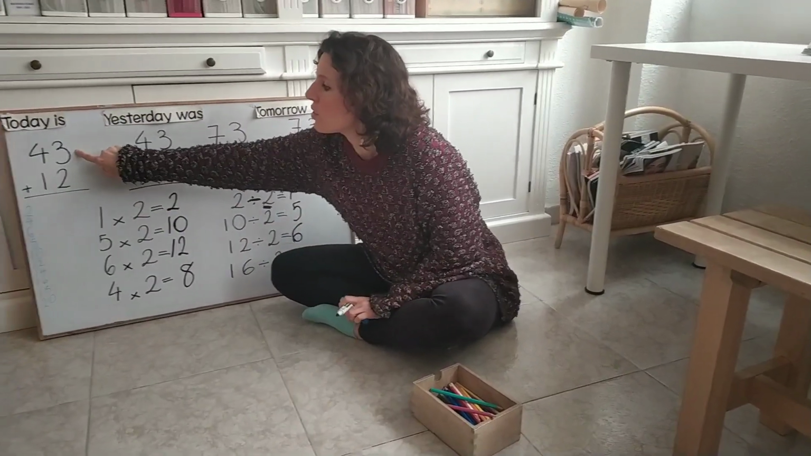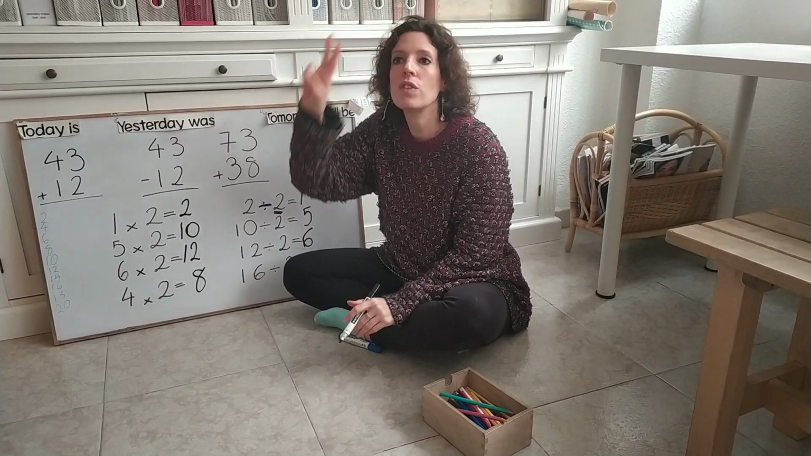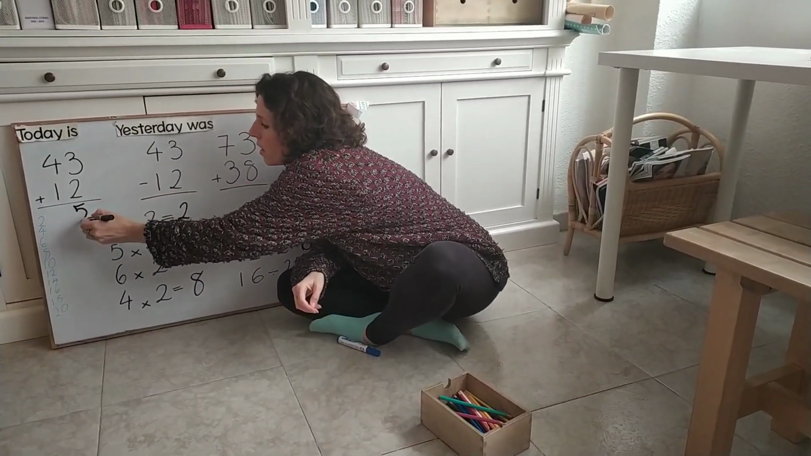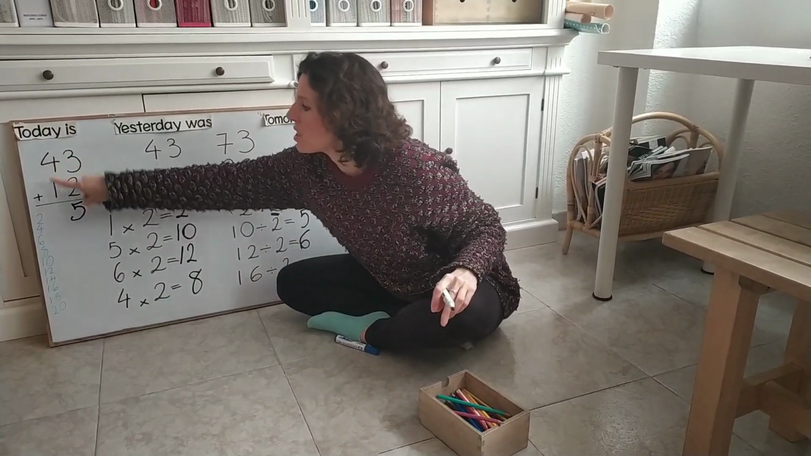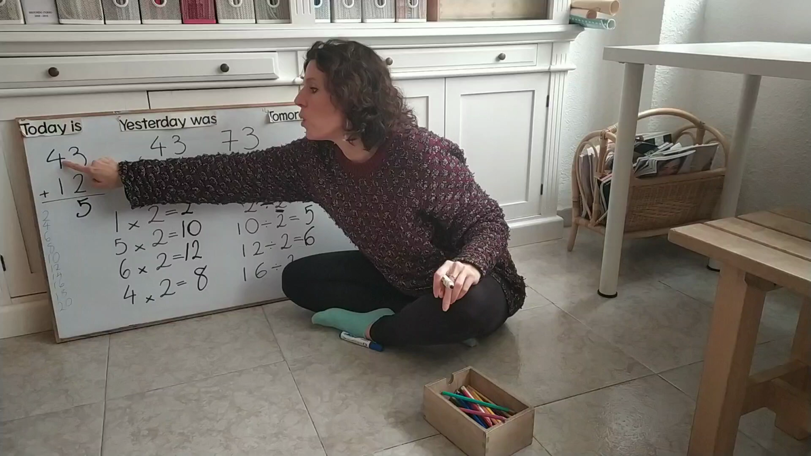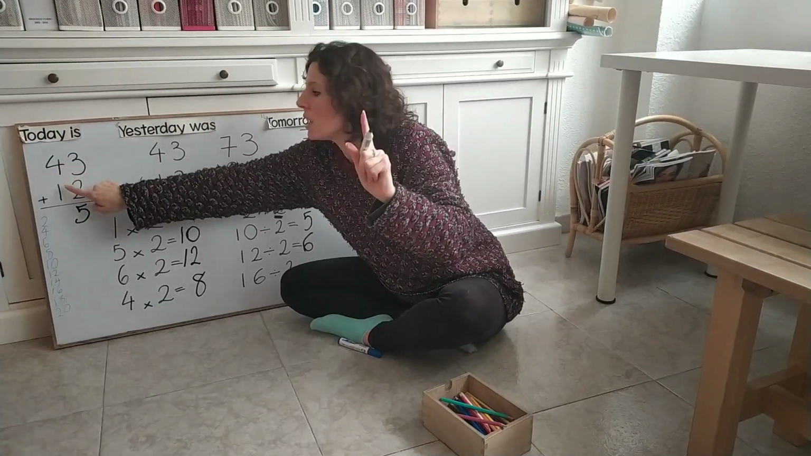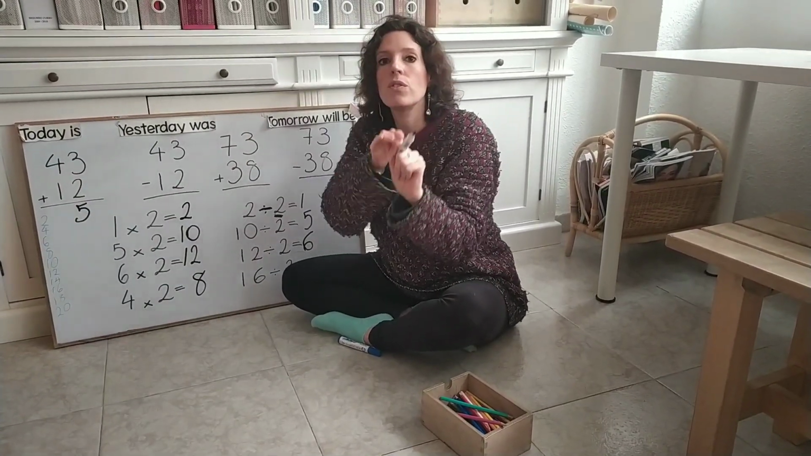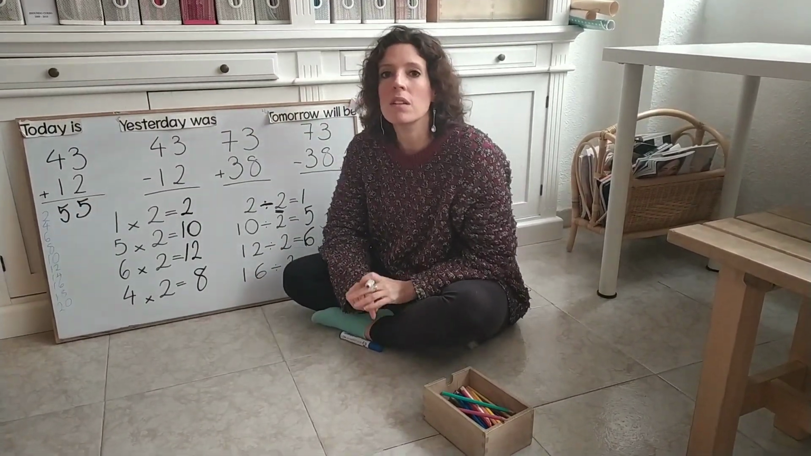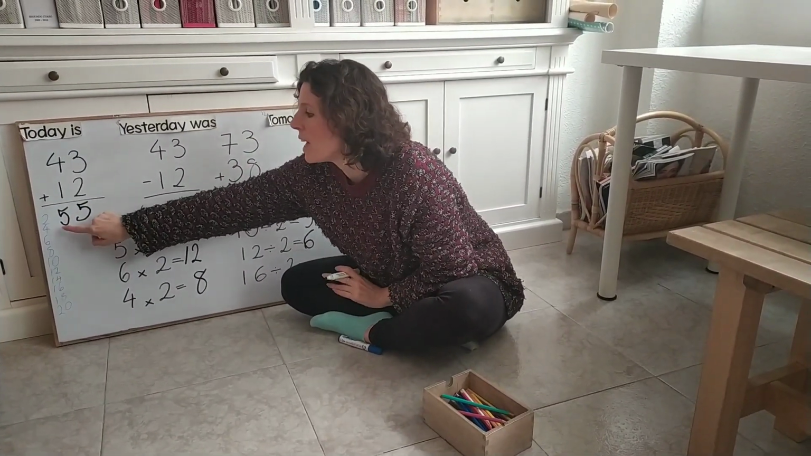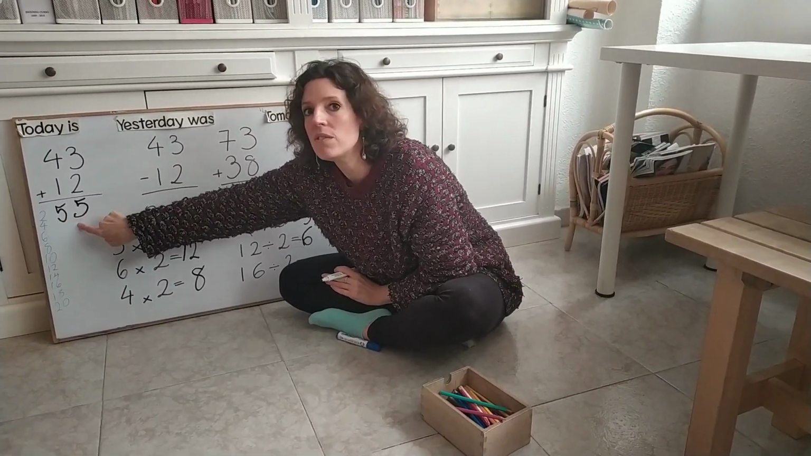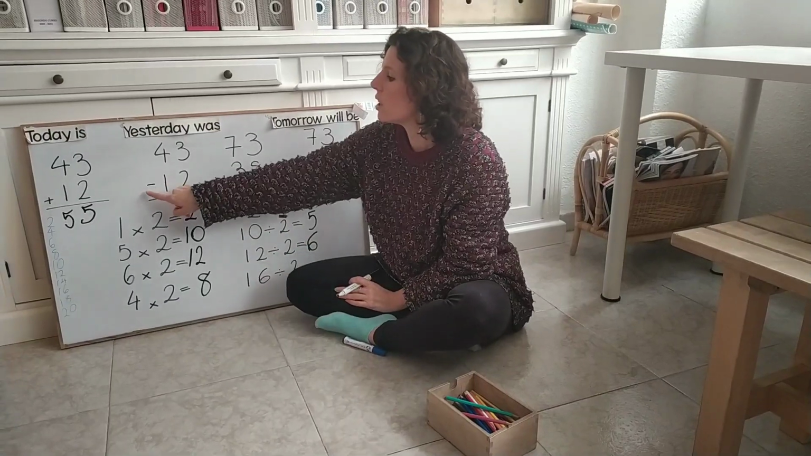Okay, I put 3 in my head and 2 fingers up. 3, 4, 5. Exactly the same with the tens column. I put the biggest number in my head, which is number 4, and I put up 1 finger. Okay, 4, 5. Who can read this number for me? How many tens do I have? 5. How many units? 5. 55.